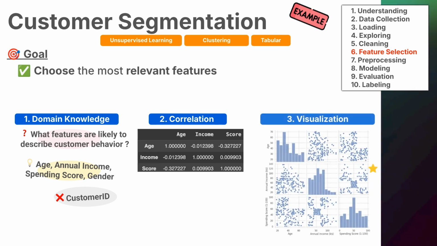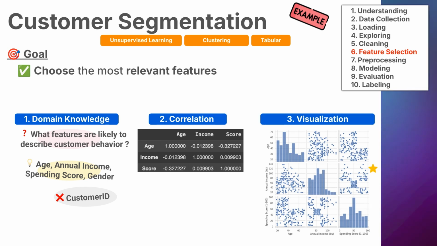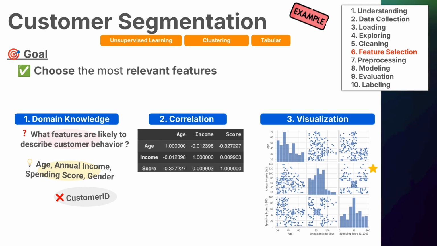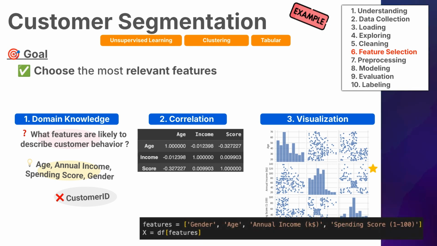From the visualization result of the exploration, we saw a clear variation and distribution in age, income, and spending score, and natural clustering is visible in 2D plots. That confirms they are good candidates. So based on these results, let's use these 4 features.